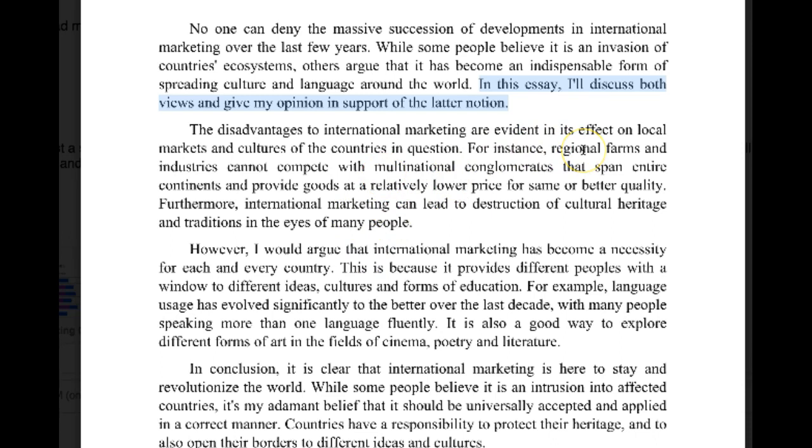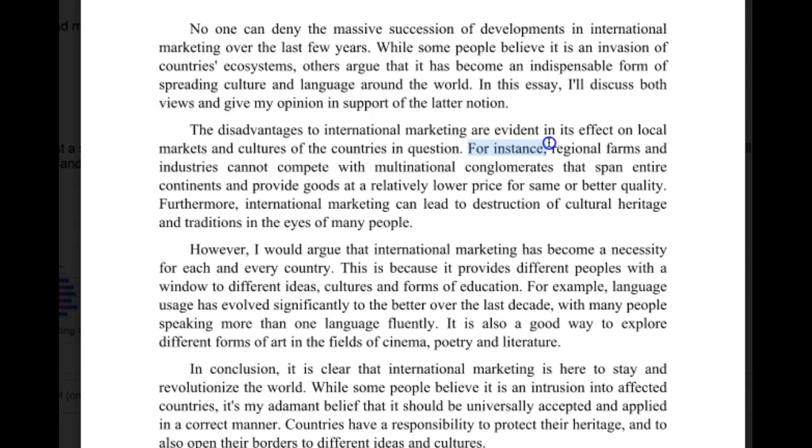First, we're talking about farms, okay? And local industries and farms cannot compete. Then we're talking about another disadvantage. It's much better if we go from general to specific, okay? State your argument, and now, okay, we just start with regional farms and industries, often hedging, cannot compete with multinational conglomerates that span entire.